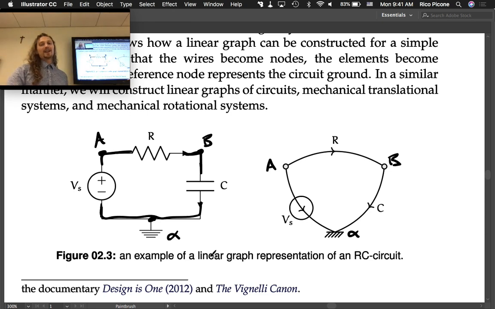So it's pretty trivial to draw a linear graph if you have a circuit diagram, right? Every element just becomes a branch. So the resistor gets a branch, and we just label it with R, its parameter, so we know that's a resistor. With a capacitor, we say it connects between B and alpha, and so C is the element that connects them. And then Vs is the source, and we say it connects between A and alpha.